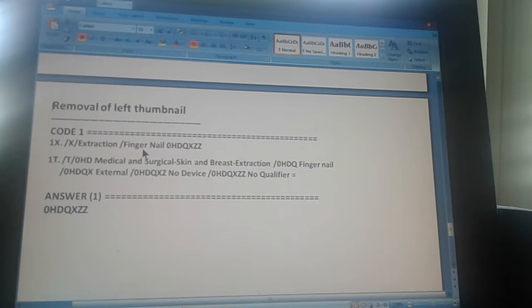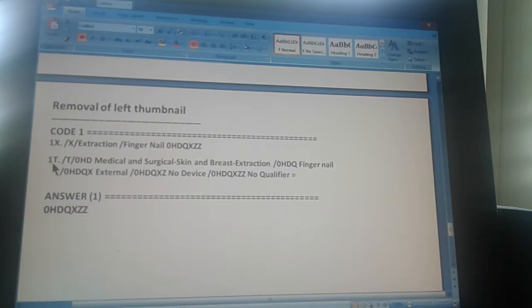Then you go to fingernail. The thumb is a finger, and the fingernail is the nail of the fingers, so go to fingernail. And what do you get? You get 0HDQXZZ. That's the whole code, but we have to check it in the tabular anyway.